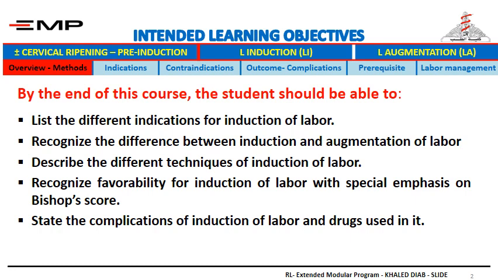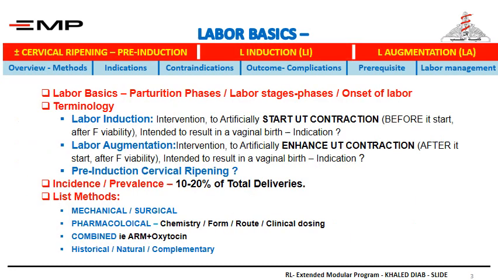The presentation will follow through the following heading titles: an overview on terminology and method of labor induction, labor augmentation, and pre-induction cervical ripening, the indication, the contraindication, and the outcome or complication. It will cover the prerequisite and labor management for cases of labor induction and labor augmentation. The basics of labor were given in previous lectures and should be revised by the student.